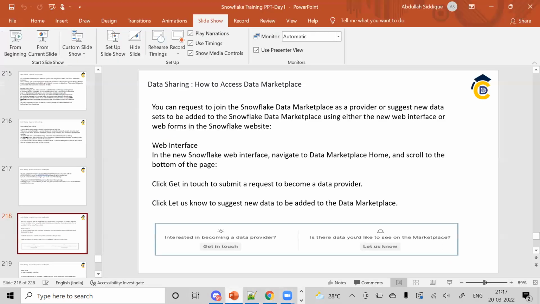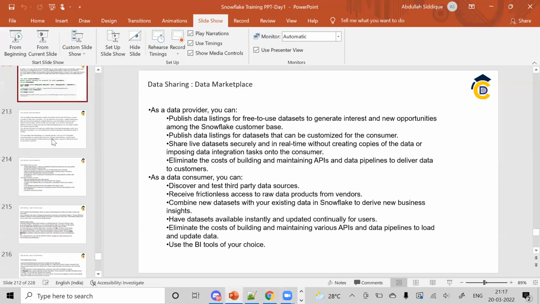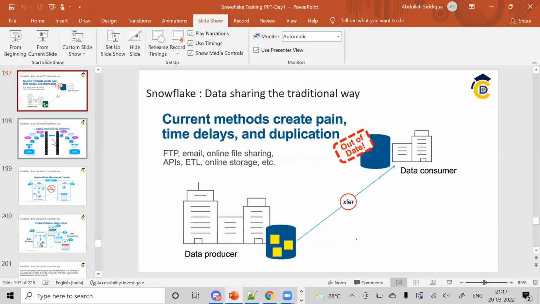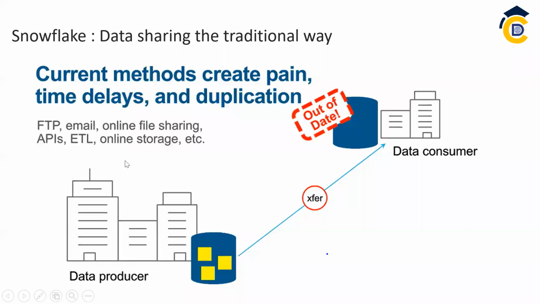Which means we have been able to overcome so many issues compared to the traditional way of sharing data, correct? We have not done FTP, we have not done email, the data is not out of date, and there's no ETL involved as such. Only simple queries you fire. This is instant live data sharing. So you can imagine the kind of hassles it has removed, right?